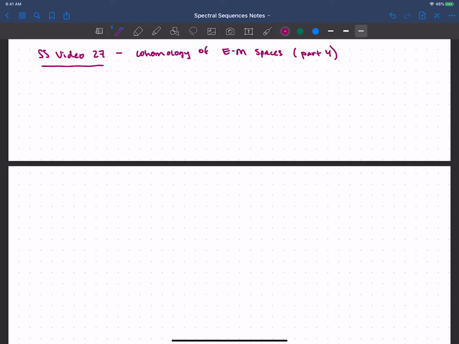All right, welcome back. So we're still talking about the cohomology of Eilenberg-MacLane spaces. I guess this is part 4. This is all taking longer to say than I anticipated, but that's okay.